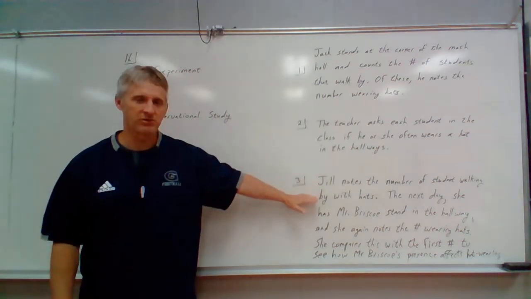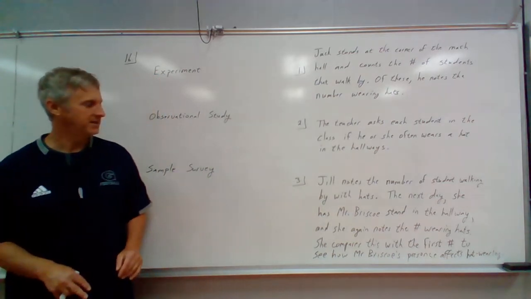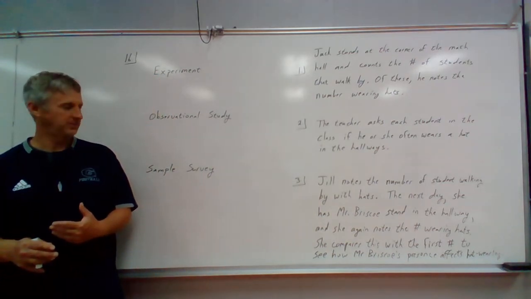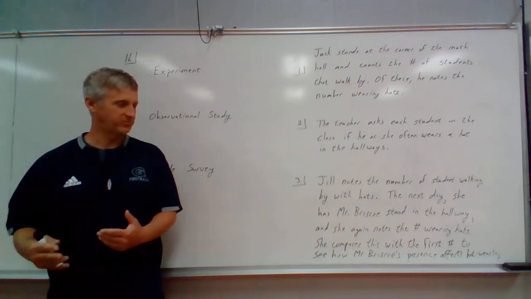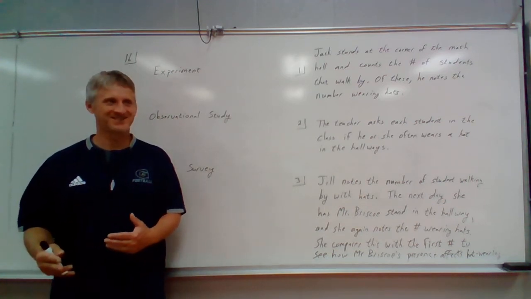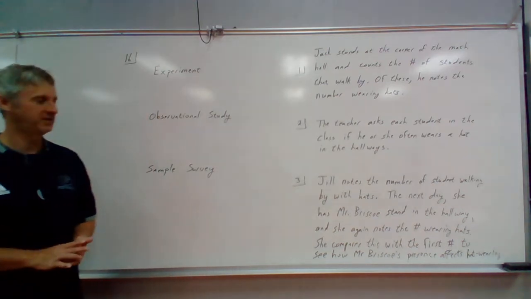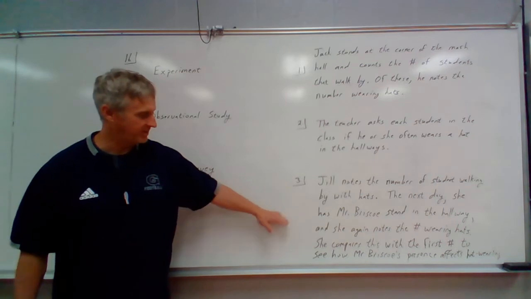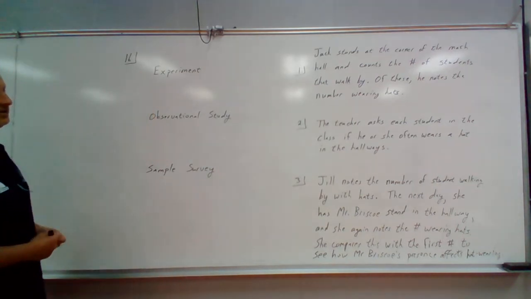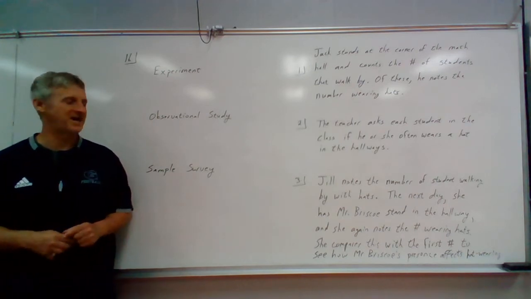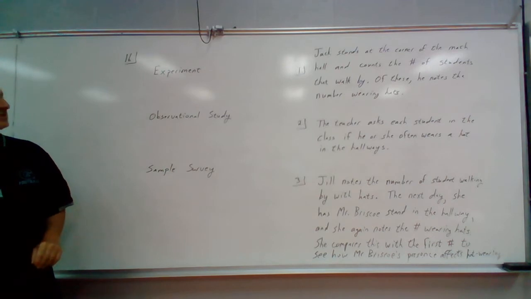She has a control situation where there's no teacher in the hallway, and then she's going to manipulate it by putting Mr. Briscoe out there, and she's going to compare how Mr. Briscoe's presence affects the control situation where she had no teacher in the hallway. So by doing that, she'll be able to tell how Mr. Briscoe's presence affected the hat wearing. Probably there were a lot fewer hats with Mr. Briscoe standing out there.